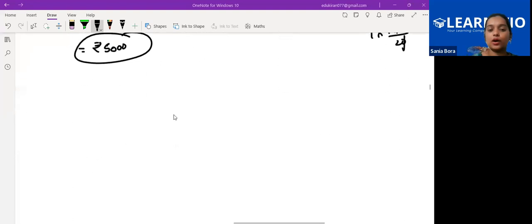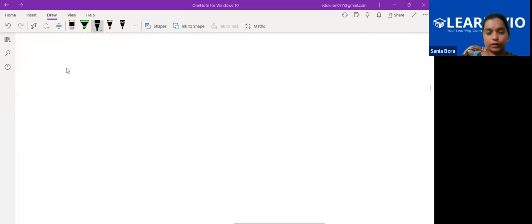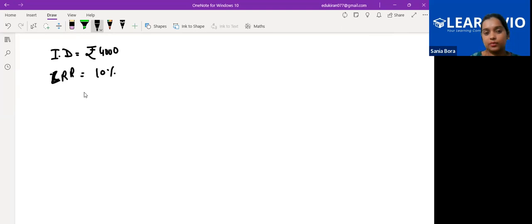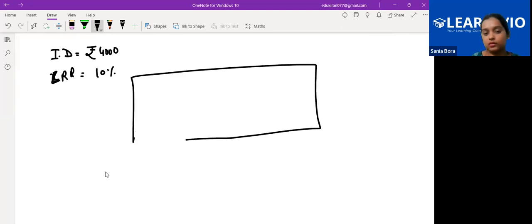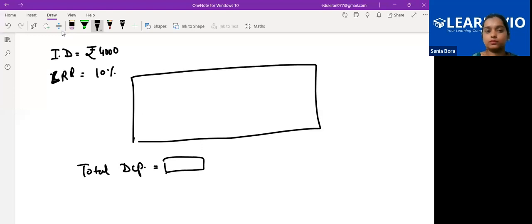Okay. So now I'll give you one question. You will draw the entire table. For example, your initial deposit is 4,000, and your CRR is, let's say, 10%. Make the entire table and find the total deposit. Okay, ma'am. Wait.